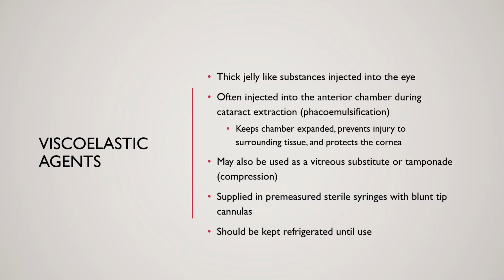Okay, now we have some viscoelastic agents. These are thick, jelly-like substances that are injected into the eye. They're often injected into the anterior chamber during cataract extraction. They keep the chamber expanded, they prevent injury to the surrounding tissue, and they also protect the cornea. They may also be used as a vitreous substitute or a tamponade, which just means compression. They're supplied in pre-measured sterile syringes with blunt tip cannulas, and these should be kept refrigerated until use.